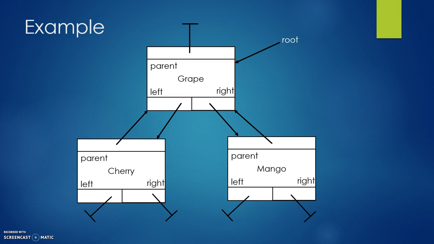So here's a tree with grape at the root. We have cherry and mango, and so we have the left and the right from grape. Cherry has no children, mango has no children, but now if we look from cherry, there is the parent going to grape, and if we are at mango, we look at parent going to grape. Now this being at the root, there is no parent.